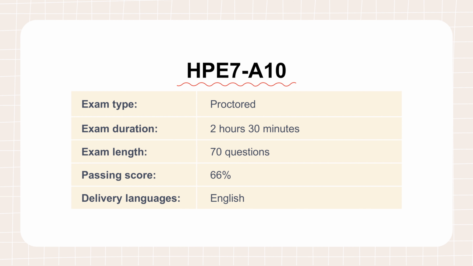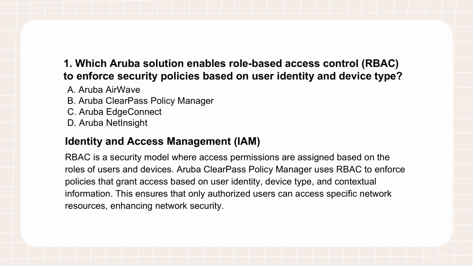Yeah, and by taking a look at these questions and how they're explained, we can really pull out some practical knowledge about how Aruba approaches security for networks. All right, so let's jump right in. First question: which Aruba solution enables role-based access control, RBAC, to enforce security policies based on user identity and device type? And the answer is Aruba ClearPass Policy Manager.